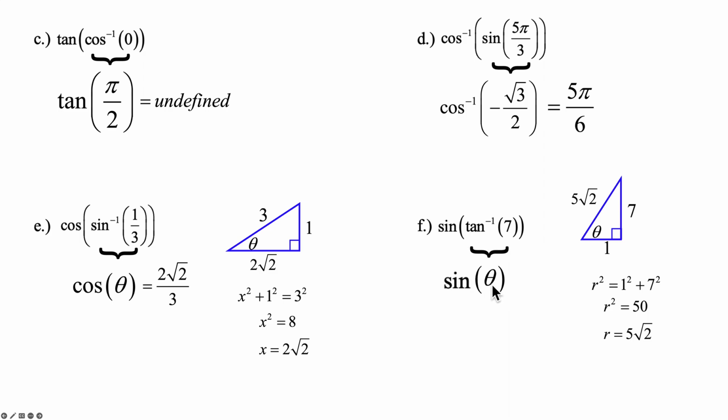Then sine of theta. All right, opposite, 7 over 5 radical 2. But then we got to rationalize the denominator, multiply the top and bottom by the square root of 2, you get 7 square root of 2 over 10.